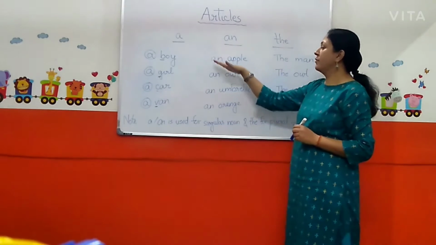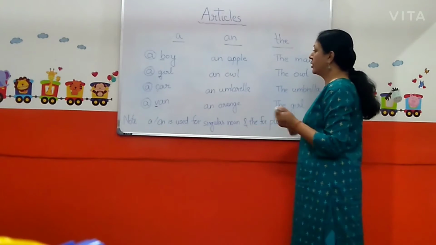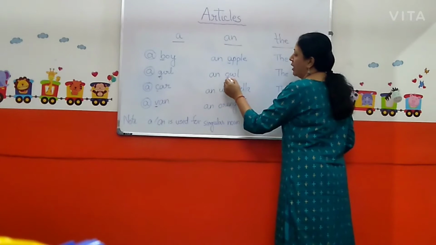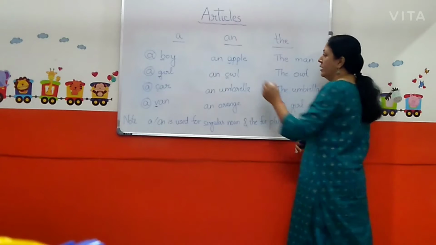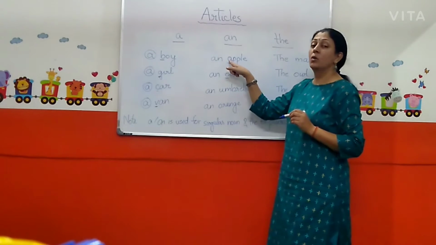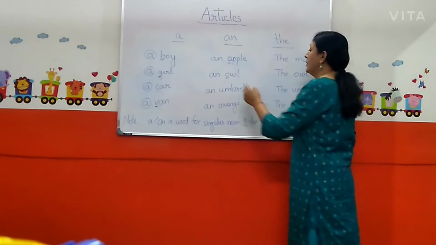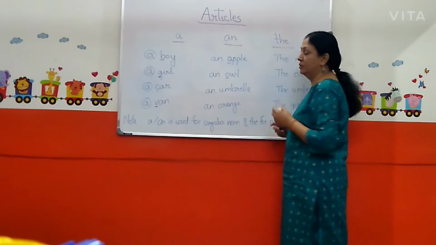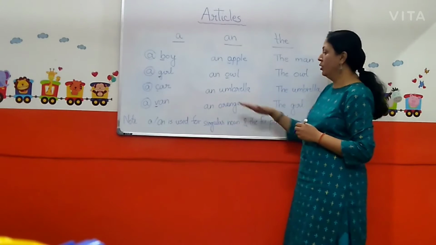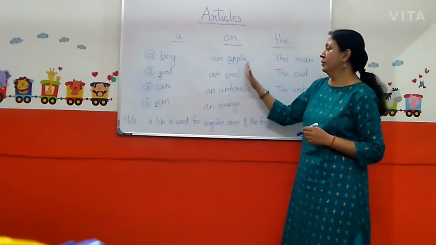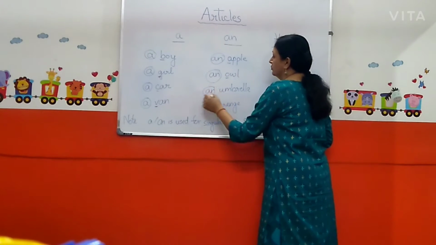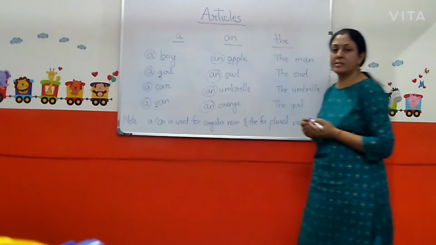Now here are some more examples: an apple, an owl, an umbrella, an orange. So why have we used an here? Because the first letter of these words is a vowel. For example, apple, the first letter is the vowel A. Second one is an owl. Third is an umbrella and an orange. So, before vowels we use an. Fine? This much is clear?